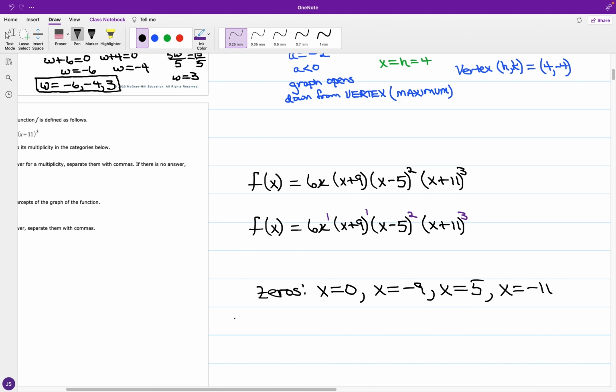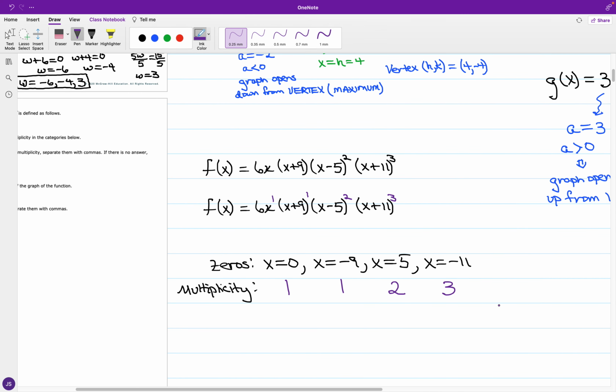And for what we have in the case of the multiplicities, we got with 0, this stemmed from the first x factor, which was to the first, so 0 is of multiplicity 1. -9 stems from x plus 9, which is not raised to a higher power, so that multiplicity is 1. And for 5, this stems from the square of x minus 5, so 5 is going to have a multiplicity of 2. -11 stems from the cube of x plus 11, so that's going to have a multiplicity of 3.